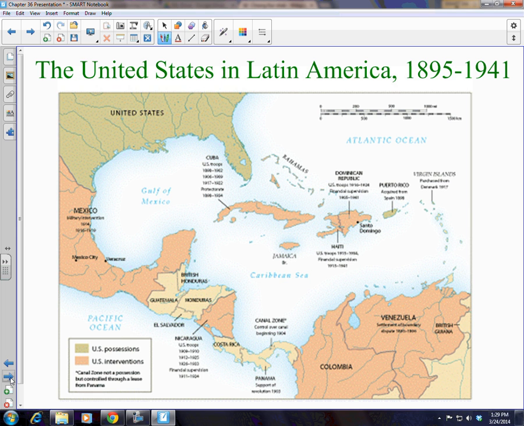Now you can see in this map, the areas of U.S. intervention are all in kind of this pink salmon color. Clearly, the United States was interested in intervening in these areas. You can't look at this map and say, oh, the United States left Latin America alone. It is very clear that we were involved heavily in different situations. And we're going to talk a little bit more about those now.